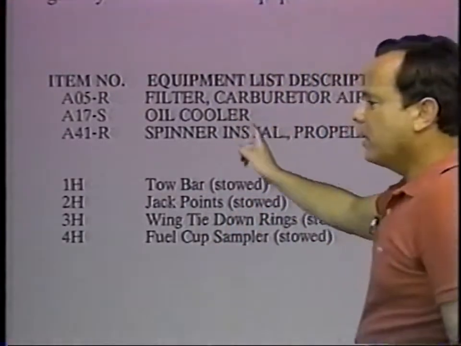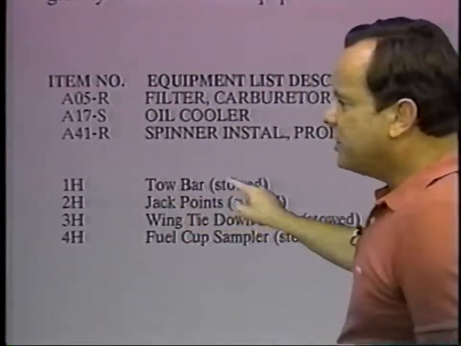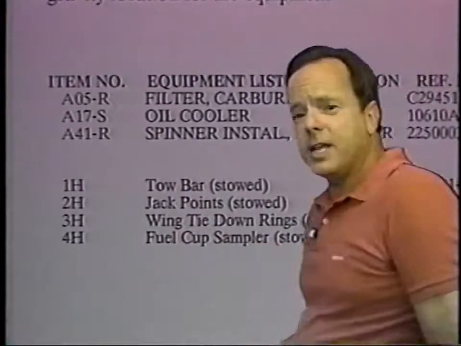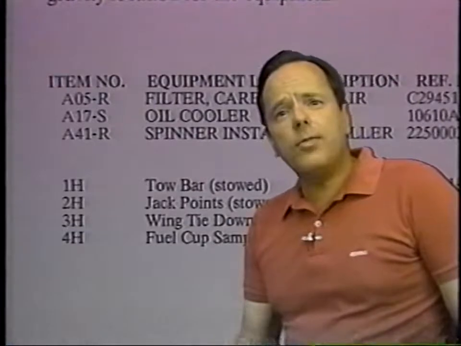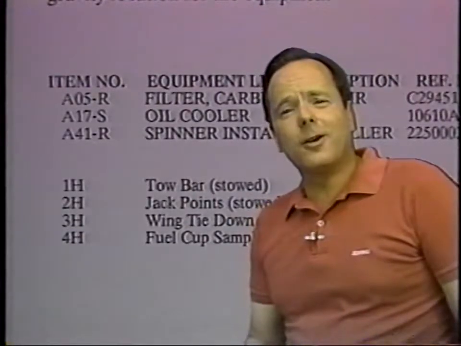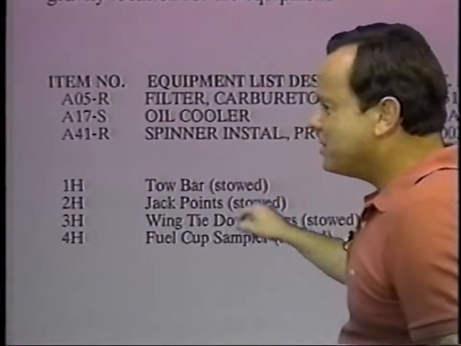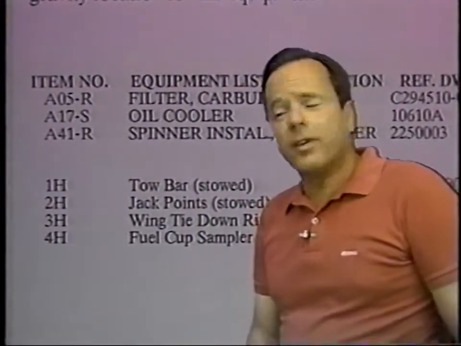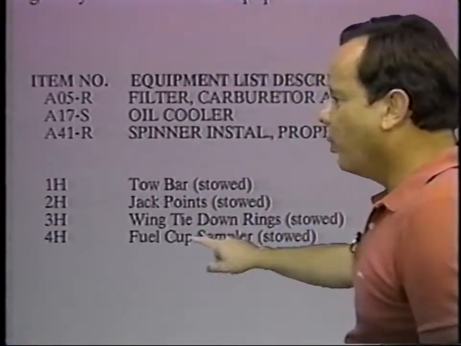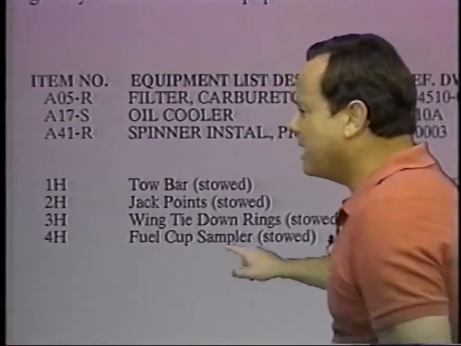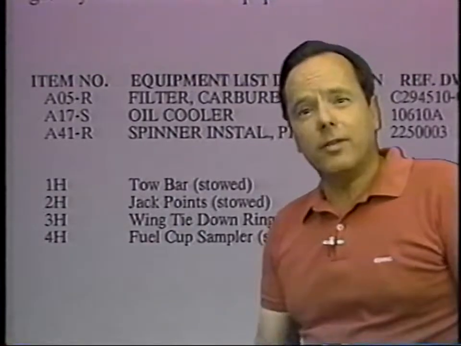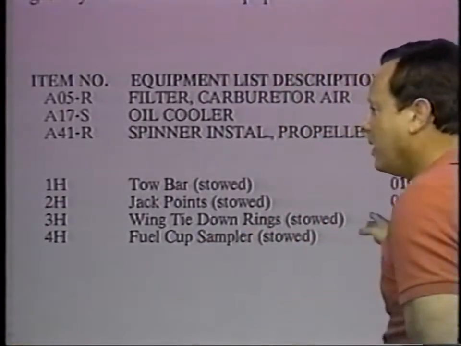Now notice in this particular case, item 1H here is the tow bar. And there are also jack points, and I want to talk about each of these. These are items that are in the empty weight and balance calculation of the aircraft, and believe it or not, to legally fly this airplane, this tow bar must be in the aircraft when it flies. Also the jack points, the wing tie-down rings and the fuel cup sampler are all things that must be in this aircraft when it flies. And let's take a look. We'll go across to the right here and take a look at it.